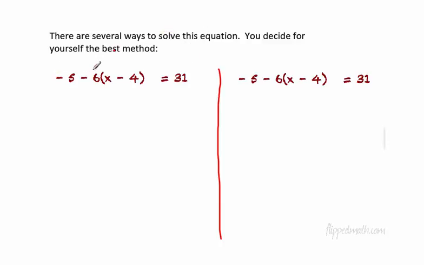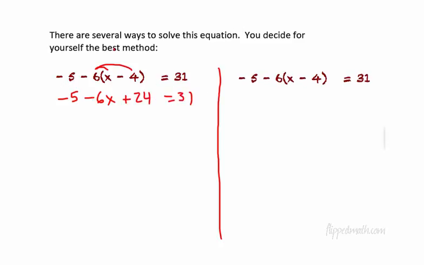First way, I'm going to do the distributive property first. So distribute here. I like this problem because when you distribute, you have to make sure that's a -6. Teachers love to give problems like this so that you're remembering this will give you -6x, and it'll give you a -6 times a -4. That's a +24. All that equals 31.